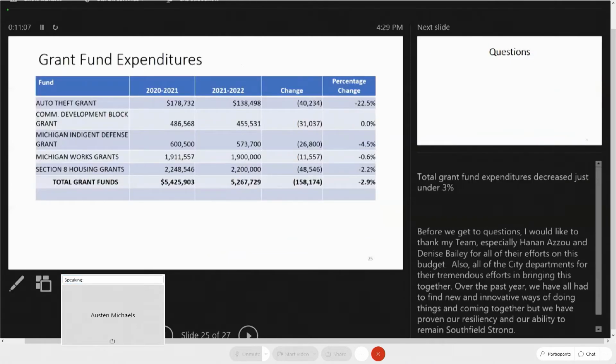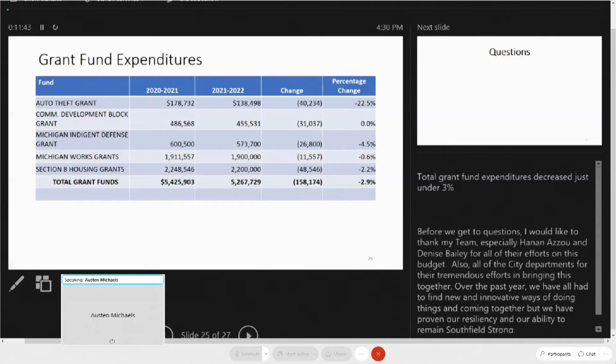Looking at our grant funds, these amounts are pretty consistent with the current year, which is good. That means we did not see any significant cuts in our funding related to these. I would like to point out that the Michigan Works grant and the Section 8 housing grants are both based on estimates, as we have not gotten those awards from the awarding agencies just yet. Total grant fund expenditures decreased by just under 3% from the current year.